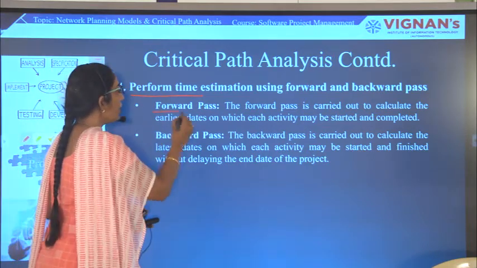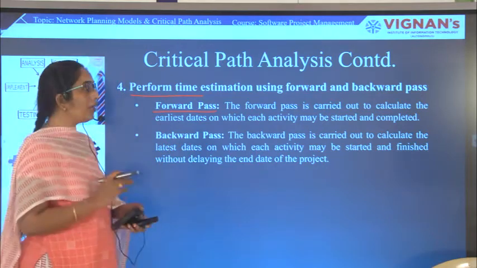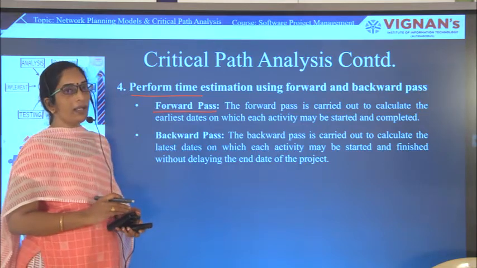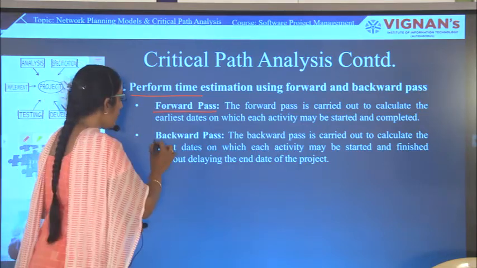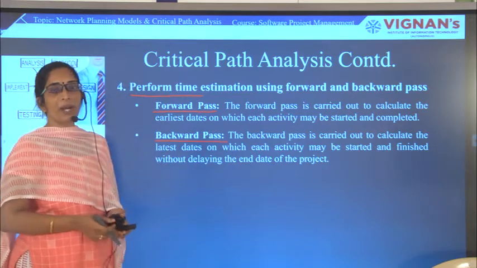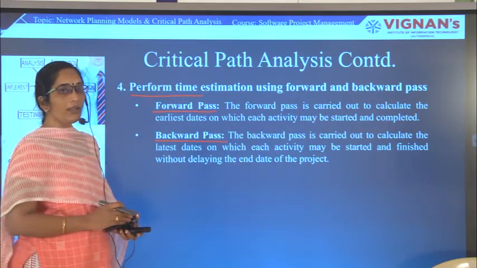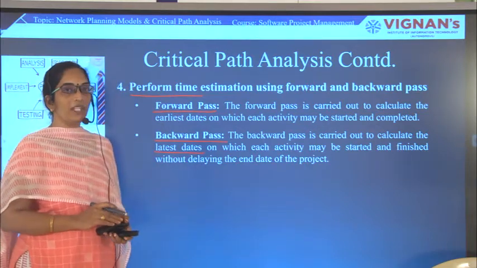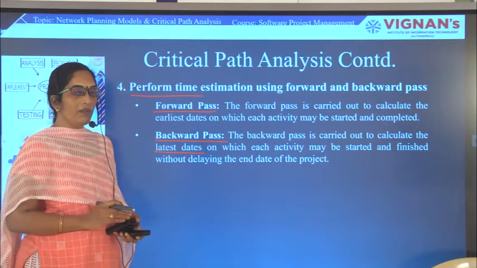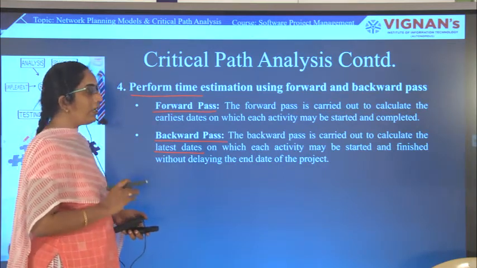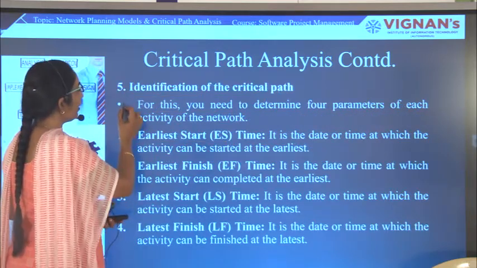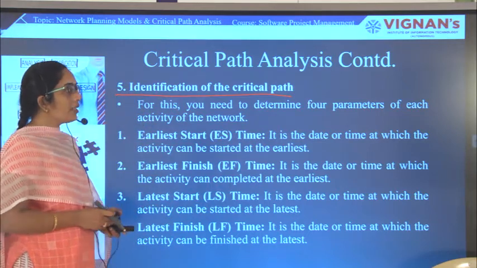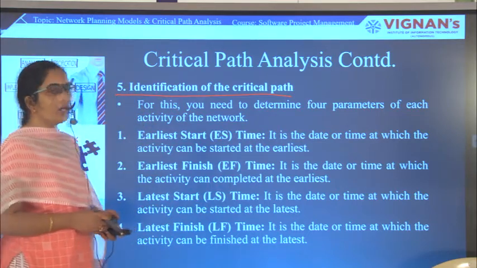The forward pass calculates the earliest dates on which an activity may be started and completed. The backward pass is used to calculate the latest dates on which an activity may be started and finished without delaying the end of the project. The next step in critical path analysis is identification of the critical path. For this, we need 4 parameters in the network.